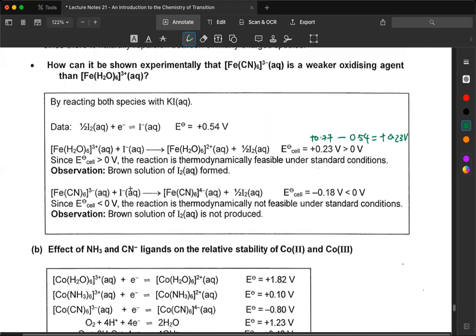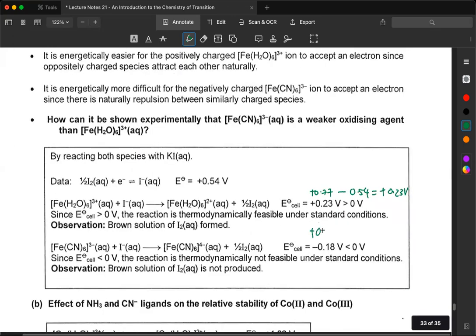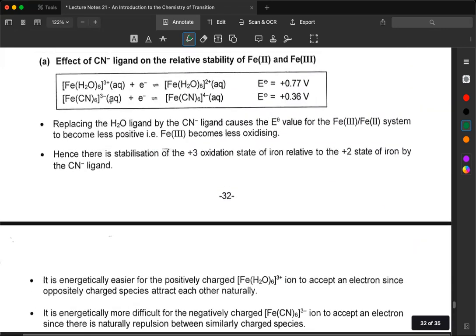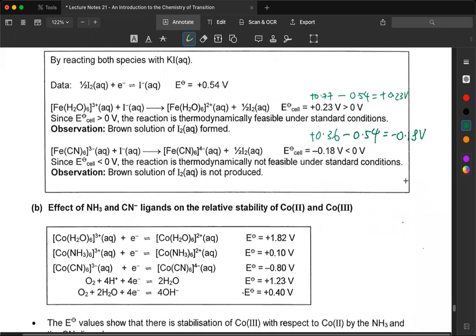If you have this, the cyanide is +0.36. The one that is being reduced is here, the oxidizing one. Remember reducing minus oxidizing, we learned that in the electrochemical cell. So you take this minus 0.54, which is the one that is oxidizing, then you have -0.18, which makes it thermodynamically not feasible. This is one proof.